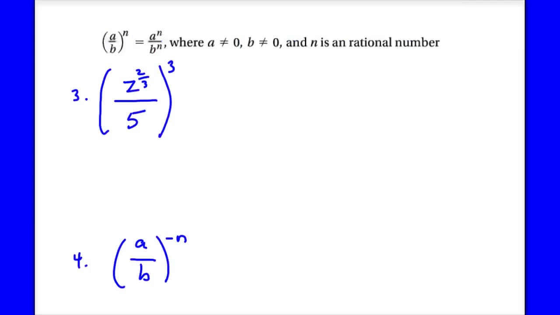Alright, so here's your next problem. Copy down 3 and 4 there, and if you want to hit pause and try it, that'd be cool. If you want me to just explain it to you, just let the video keep playing. That's your choice. Here I have z to the 2/3 over 5 in parentheses to the power of 3.